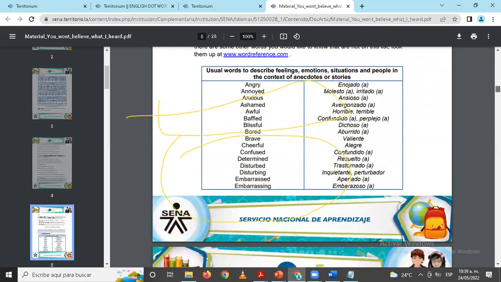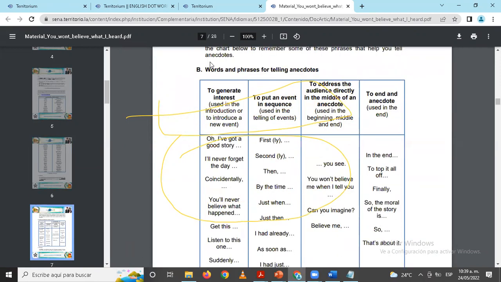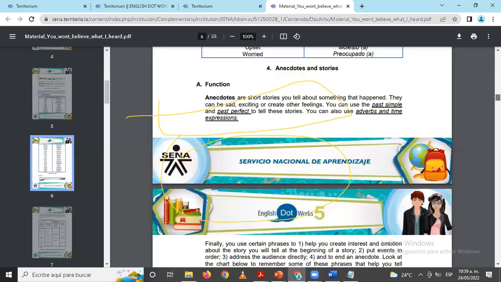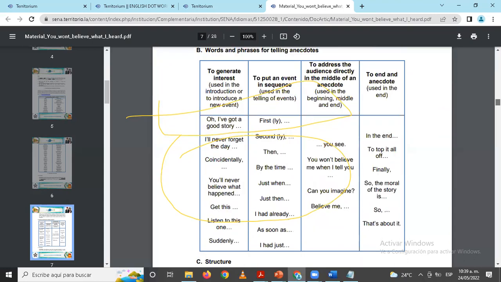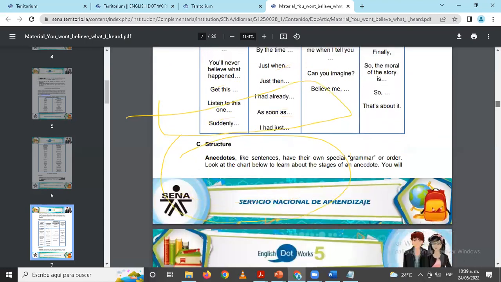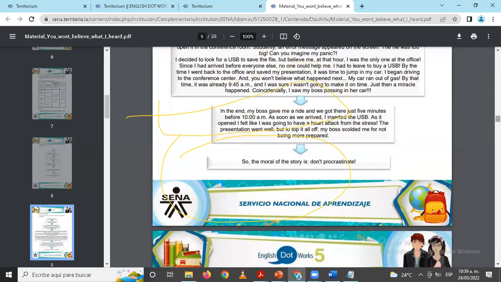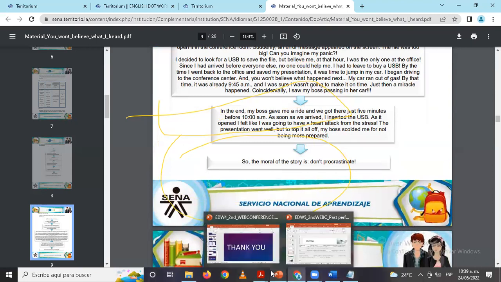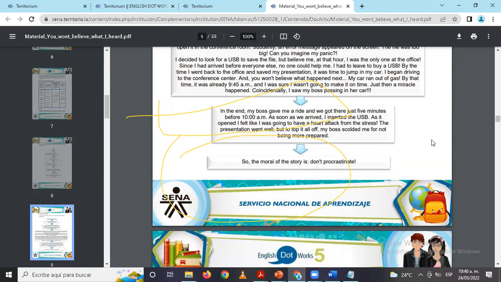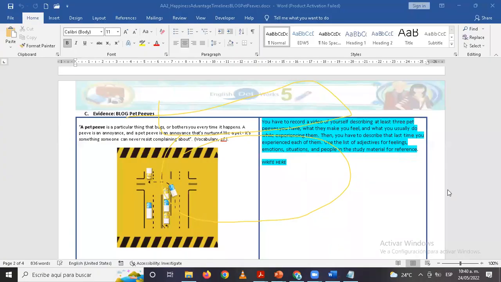This is a vocabulary list. And this is very good because here you found phrases to talk about anecdotes and how to build full stories. So please check that information on the material. For me, it was very important for you to know how to structure the past perfect tense, which is a little bit difficult and tricky for most of you.